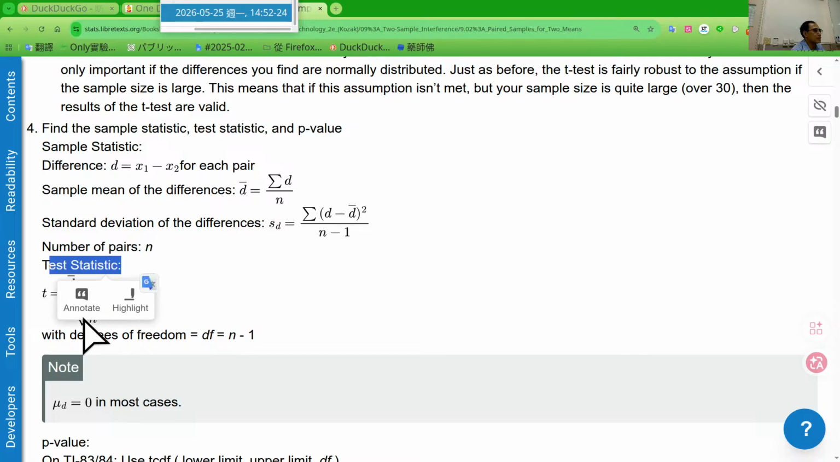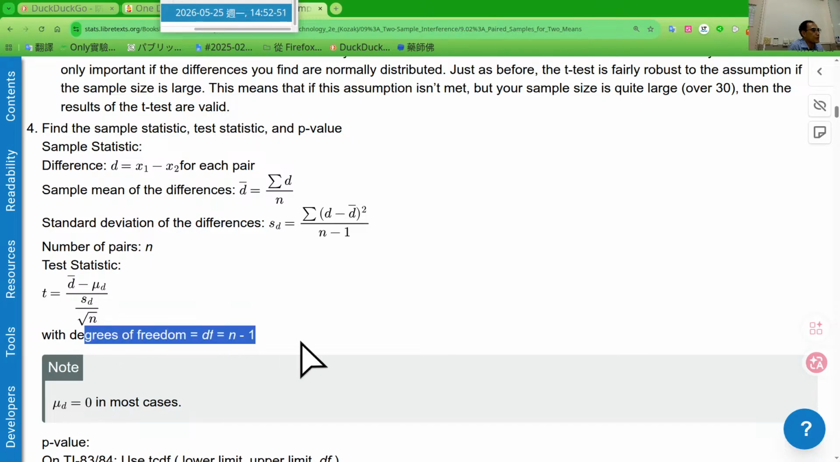Test statistic, the t-score or t value. Okay, t-score is d bar, put all differences together, summation, and divided by n, minus mu d, divided by the standard deviation over square root of n, where the degrees of freedom is n minus 1.